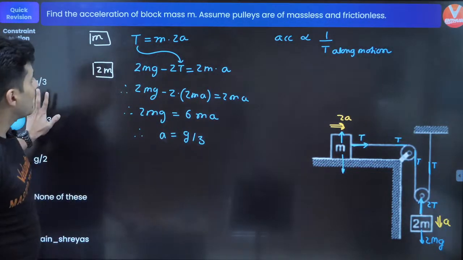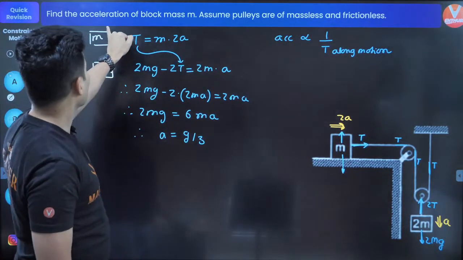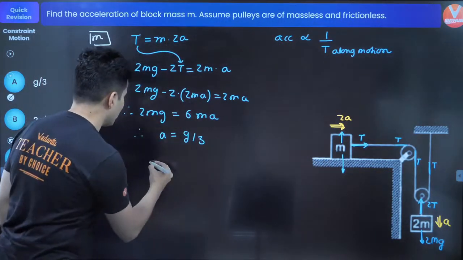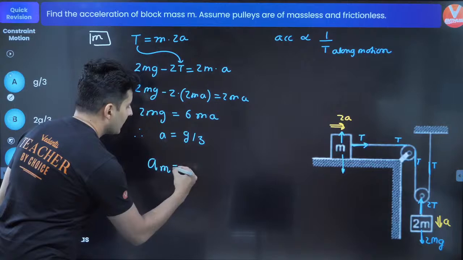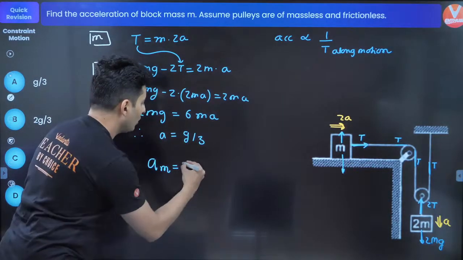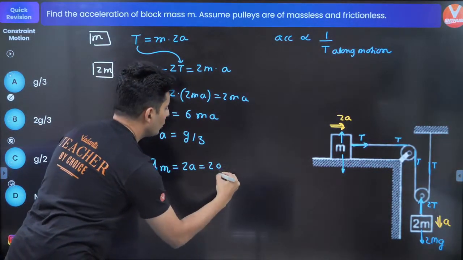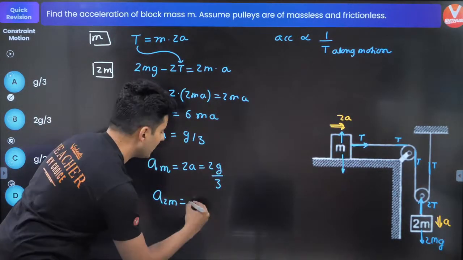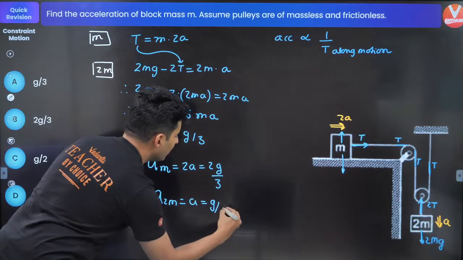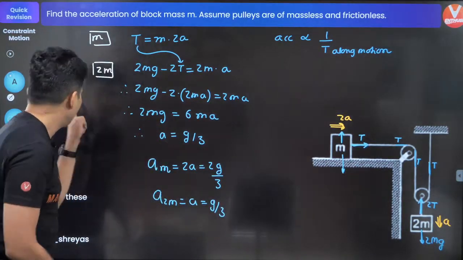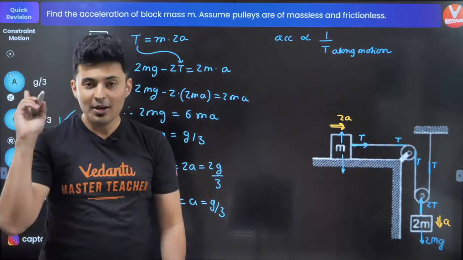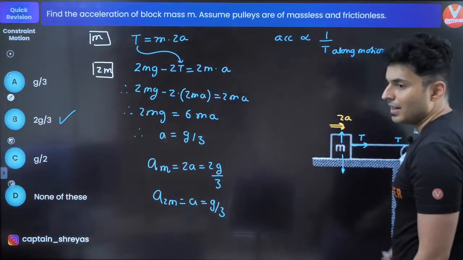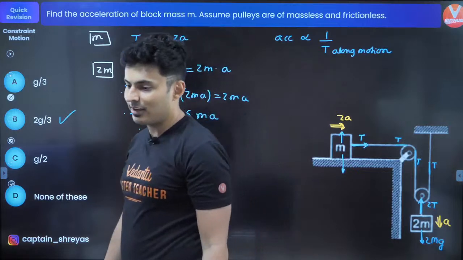But g by 3 is there, but let's see what we have to find. Acceleration of the block of mass m. Acceleration of m is going to be 2a, do not forget that, which is nothing but 2g by 3. And acceleration of 2m is going to be a, which is g by 3. So we have been asked the acceleration of m, hence I will mark 2g by 3. Many students make a mistake and in a hurry they mark g by 3 in that excitement. It is option B. Very good.